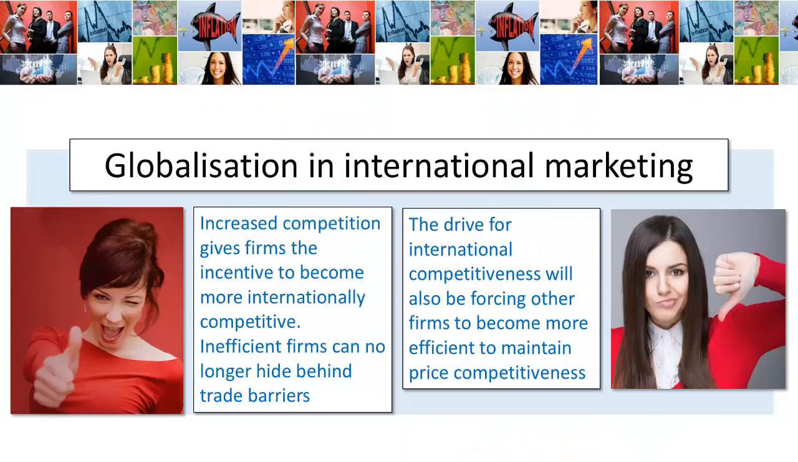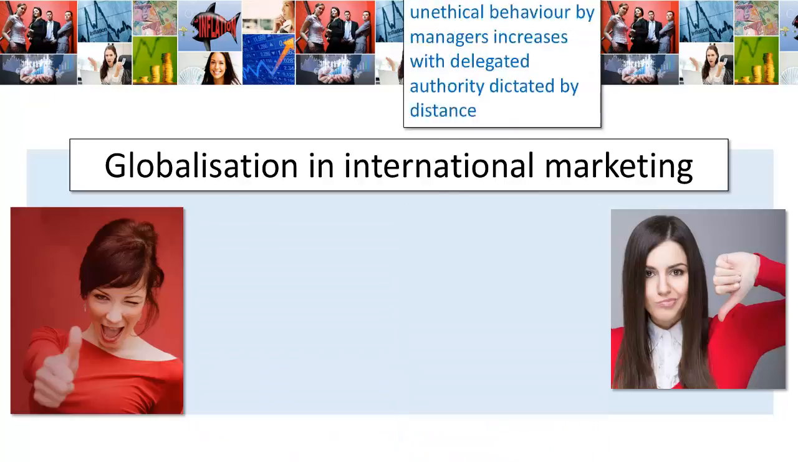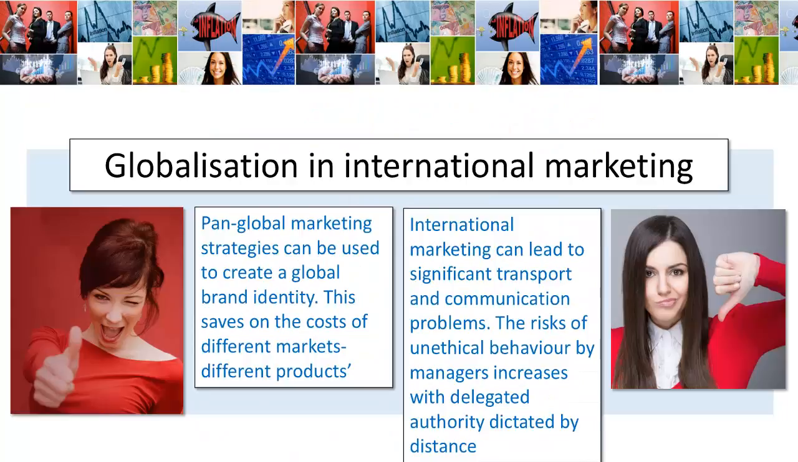On the plus side, globalization, increased competition gives firms an incentive to become more internationally competitive. Inefficient firms can no longer hide behind trade barriers. But on the other hand, the drive for international competitiveness will also be forcing other firms to become more efficient to maintain price competitiveness. Pan-global marketing strategies, as a plus, can be used to create a global brand identity. And that's going to save on the cost of different markets, different products.